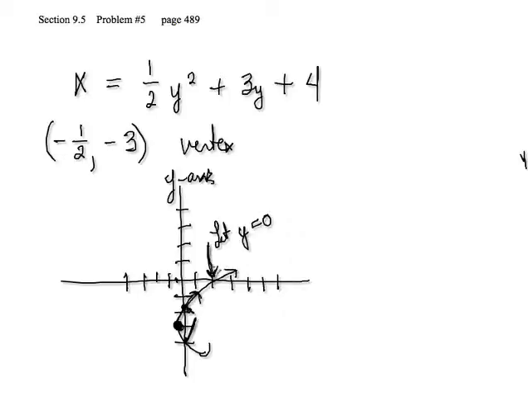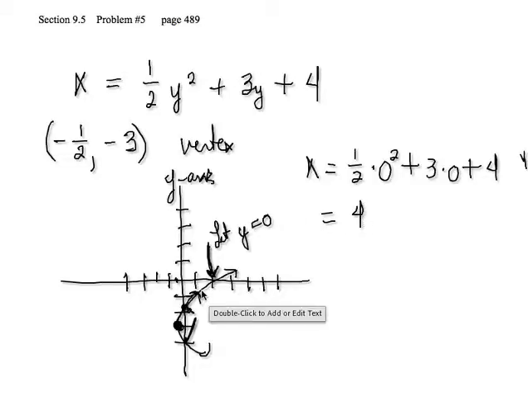To find this point right here, we let y equal 0. So if we do that, x is going to equal 1/2 times 0 squared plus 3 times 0 plus 4. So it's going to equal, you could just see, x is going to be 4. All right, so that kind of changes things for me, because look, I've got it intercepting at about 2, 0.